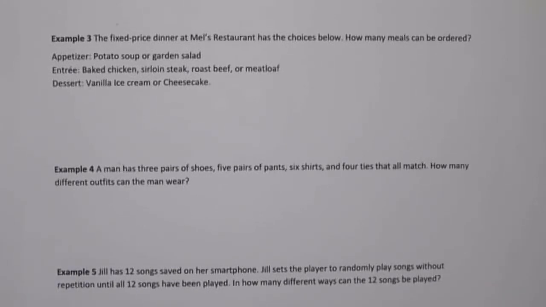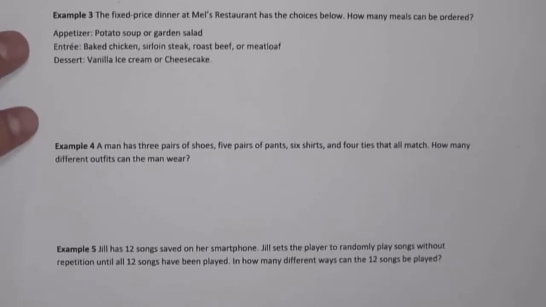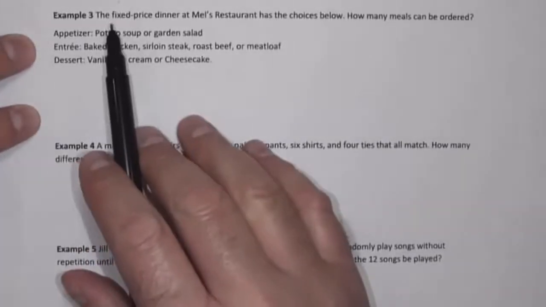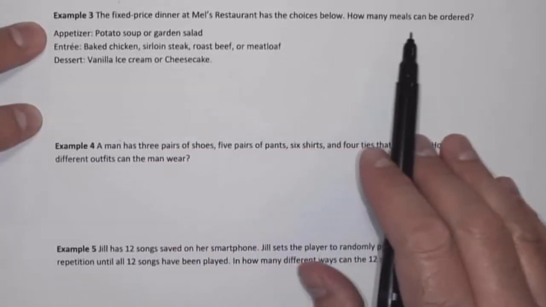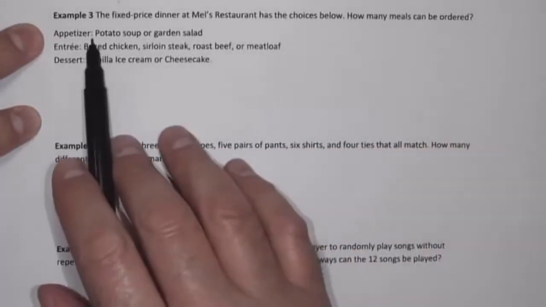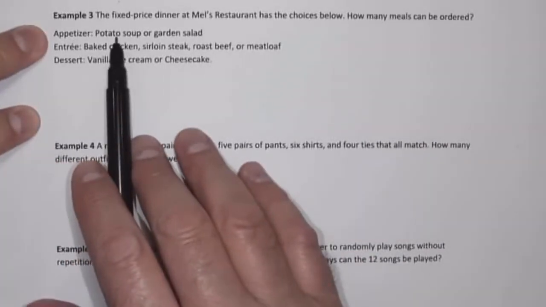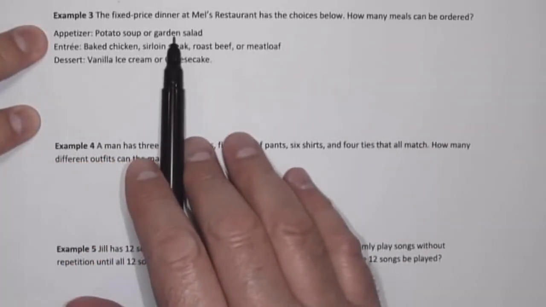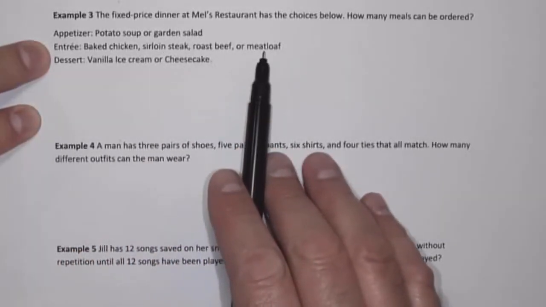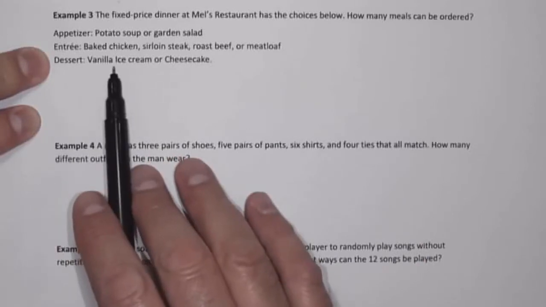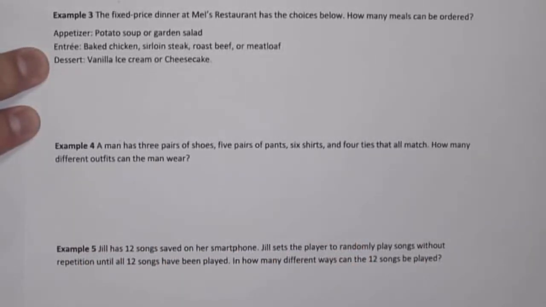Example 3. We've seen this one before as well, but now we're talking about the fundamental counting principle. The fixed price dinner at Mel's restaurant has the choices below. How many different meals can be ordered? Well, for appetizer, we have potato soup or garden salad. For entree, we have baked chicken, sirloin steak, roast beef, or meatloaf. And for dessert, we have vanilla ice cream or cheesecake. And again, our question isn't what the different choices are, just how many there are.